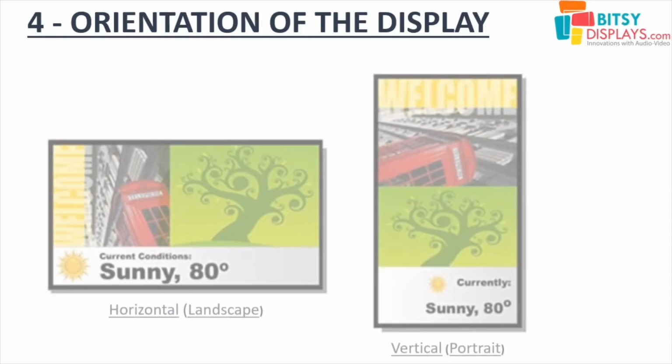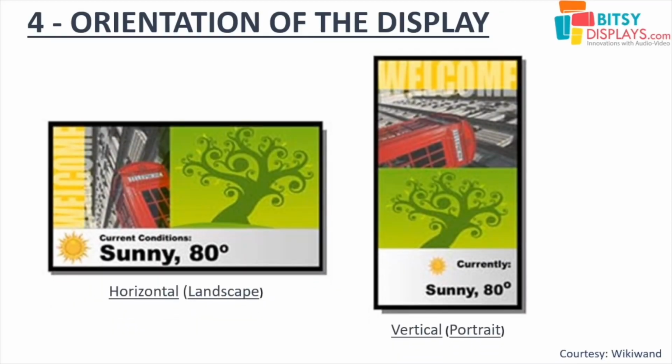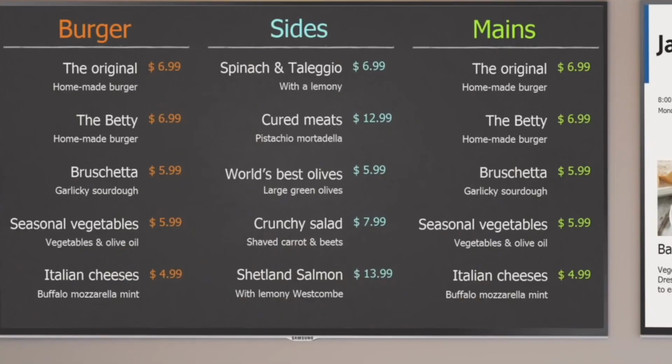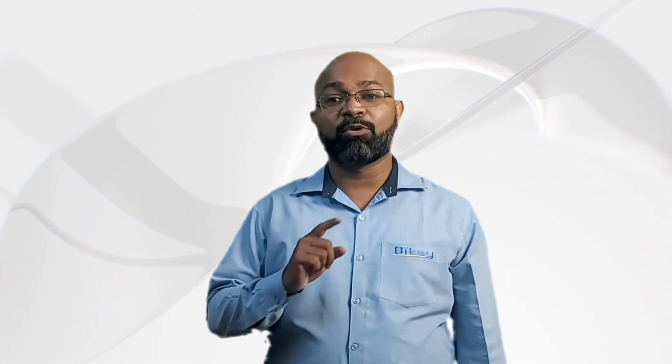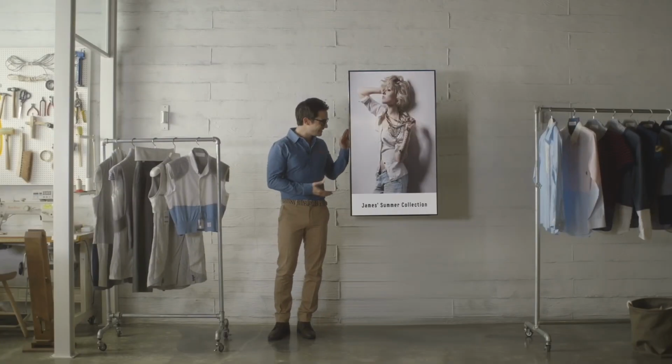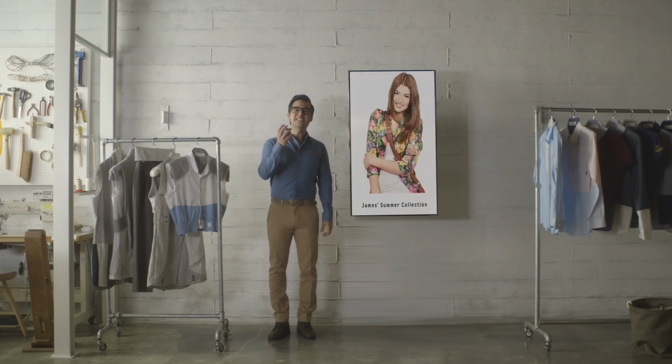4. Orientation of the display. The display can be installed in two ways, horizontally and vertically. If you want to display information, then it is advised to install the display horizontally. And if you want to display the products, then it is advised to install the display vertically.